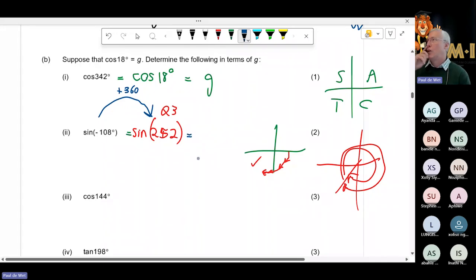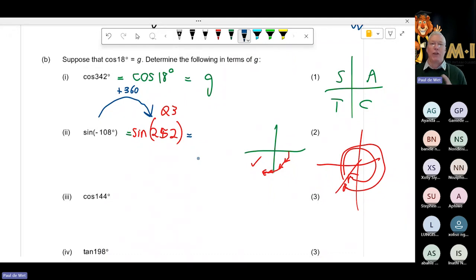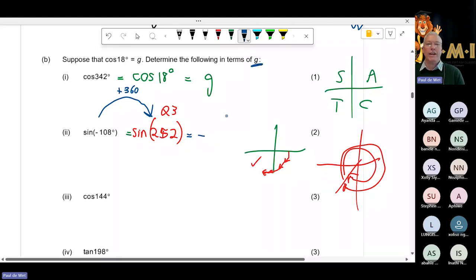I hope you've still got the microphone, whoever gave me that answer. Yes, carry on. So now, tell me what is it going to be? I didn't exactly calculate the same way. Sine of minus 108. And then I got negative sine 72. Negative sine 72 is 100% correct. But it's not in terms of g yet. Did you keep going? Yes, I did.